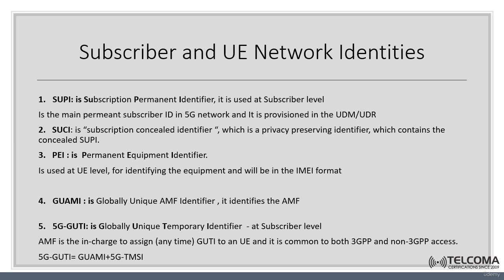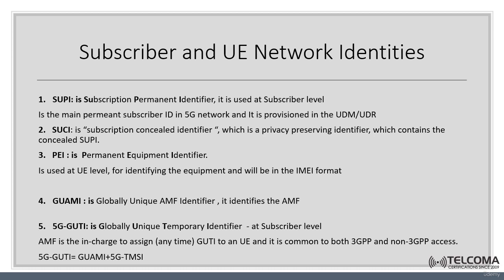Then we have the PEI, which is the Permanent Equipment Identifier, and this one is used at the user equipment level, and it can take several forms depending on the user equipment use cases and depending on the user equipment type. At this time, the user equipment will indicate the PEI, the Permanent Equipment Identifier, and the format of it to the network.